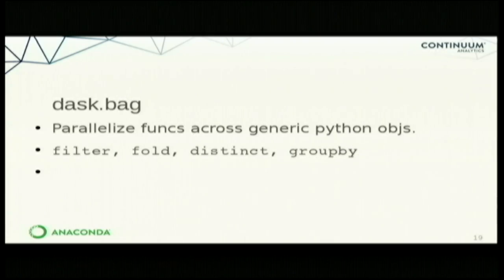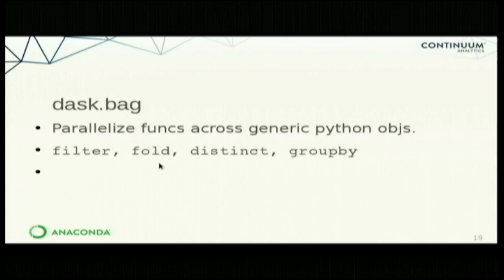The next thing I'm going to talk about is called dask.bag. It's for applying computations over collections of generic Python objects. So it's like a data structure that is like an unordered list or a set with duplicates. The mathy word would be a multi-set.